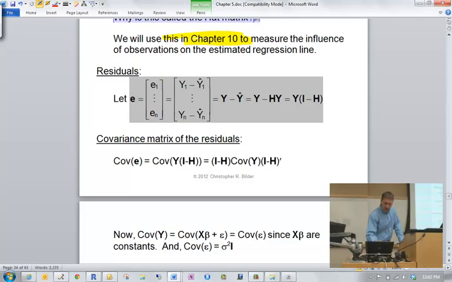Residuals. Well, we can define a vector e that has all of our residuals in it. In other words, it's just your Y vector minus Y-hat. Well, remember what Y-hat is? H times Y. So we could factor out Y and get the quantity, the identity matrix minus H, times Y. Okay? Where is that useful?